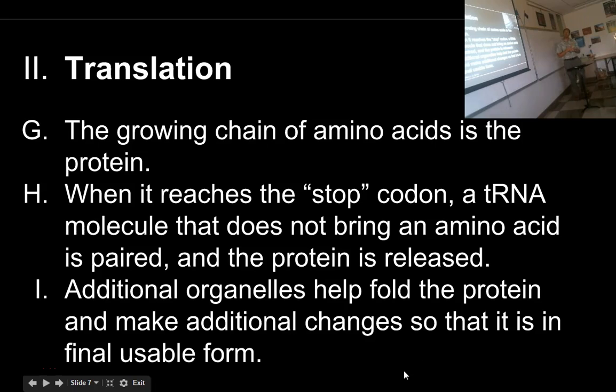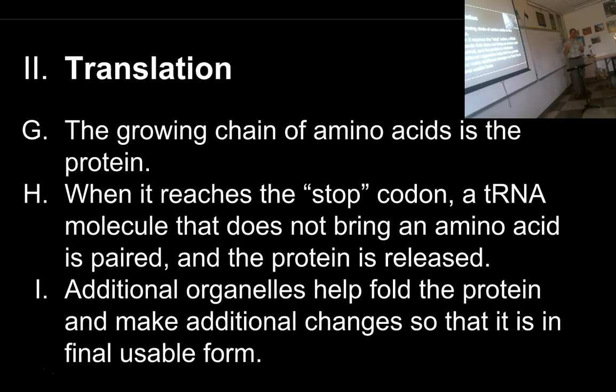The growing chain of amino acids is the protein. It's a polypeptide chain. Now remember that it's not done when it's just amino acids in the right order. That's the first level of complexity. We talked about the fact that proteins have 4 levels of complexity. This polypeptide chain still needs to be folded into the right shape.